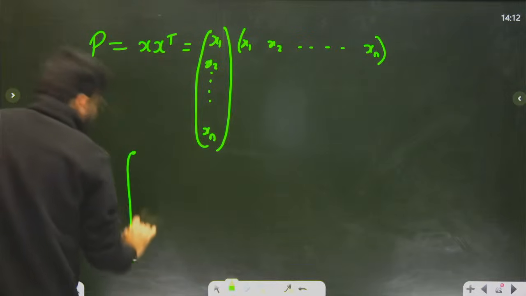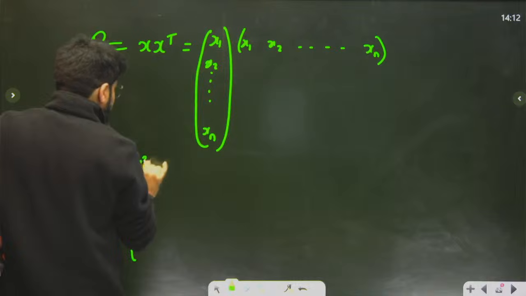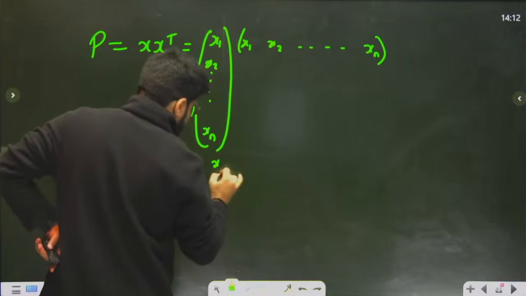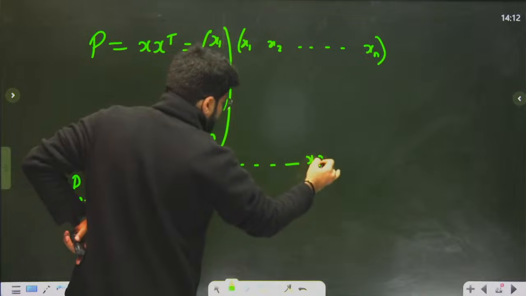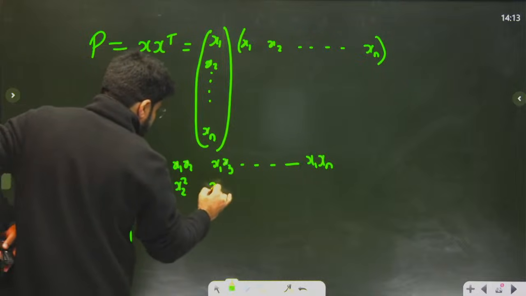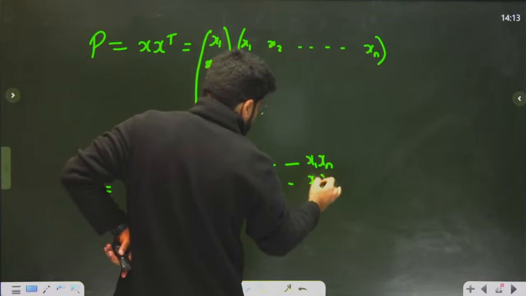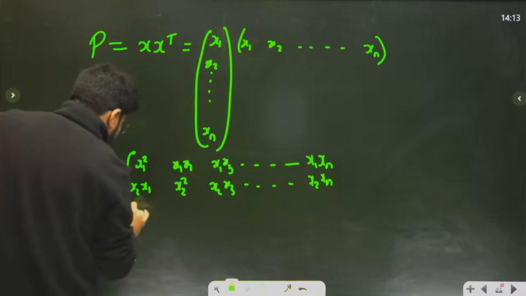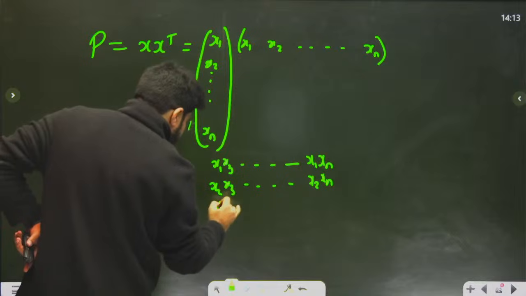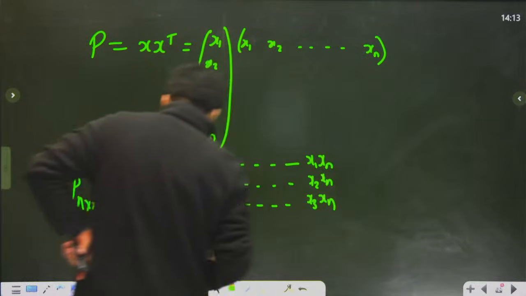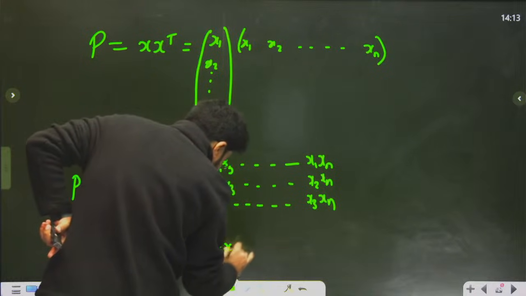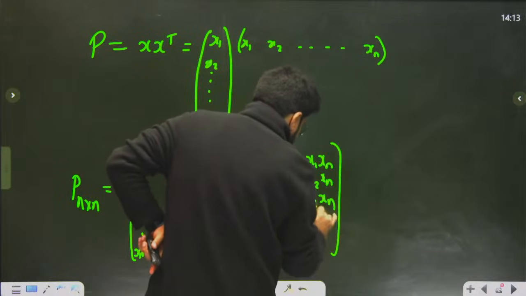See how. First row, first column, only x1 into x1. First row, second column, x1, x2. Third column, x1, x3. Till the last column, x1, xn. Then second row: x2, x1, x2 square, x2, x3, till x2, xn. Next you will have x3: x3, x1, x3, x2, then x3, x3, which is x3 square, till x3 multiplied by xn. You do this till the last row: xn into x1, xn into x2, xn into x3, till xn into xn, xn square.